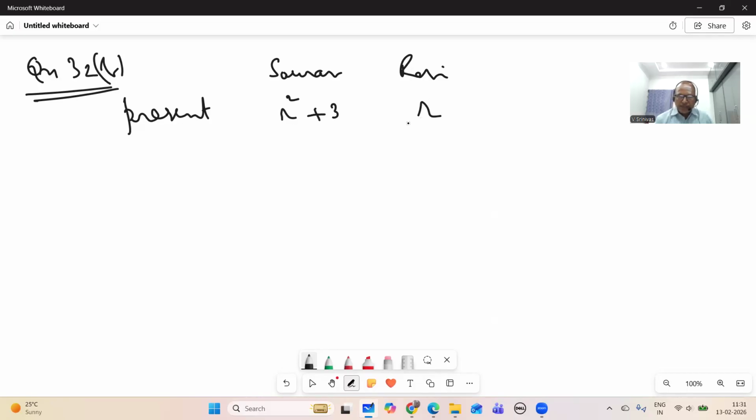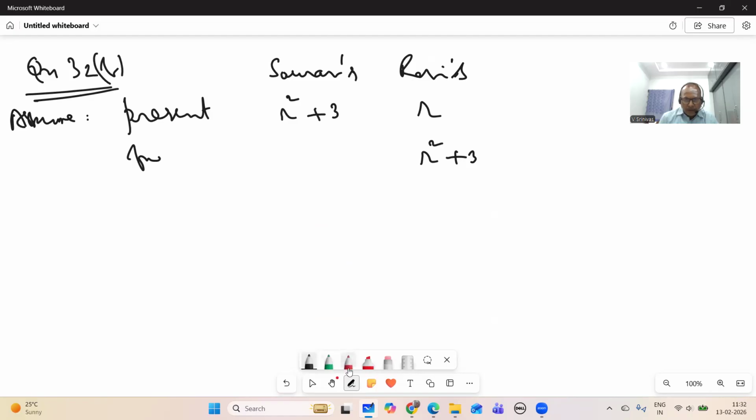I'm assuming Ravi's present age is small r. So it is given that Saurav's present age is 3 more than the square of Ravi's present age. Means square of Ravi's present age, 3 is more means this plus 3. And now Ravi is allowed to grow to his father's age. That is, Ravi's age is becoming r square plus 3.